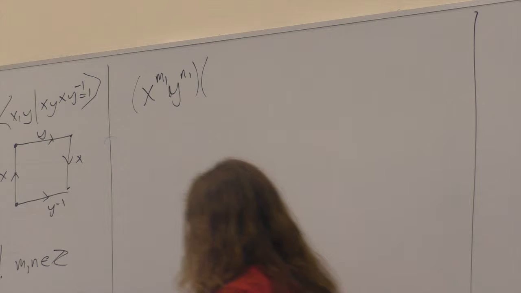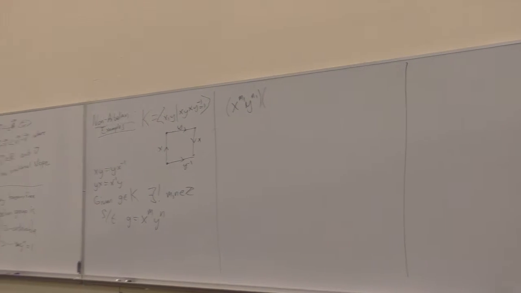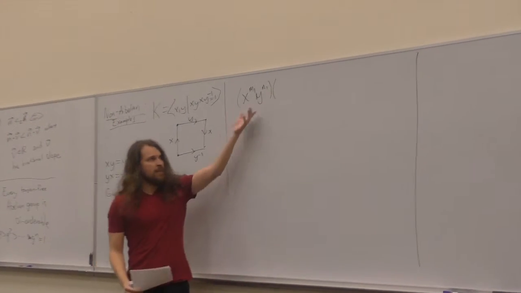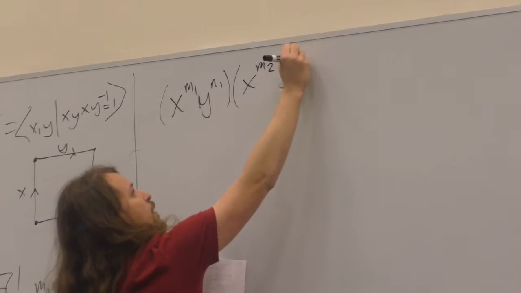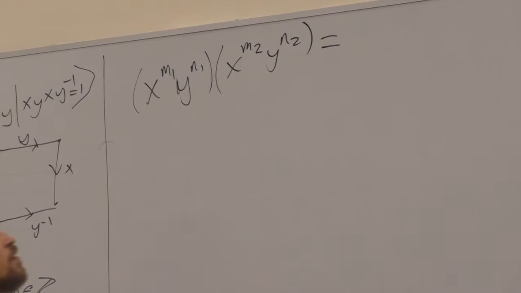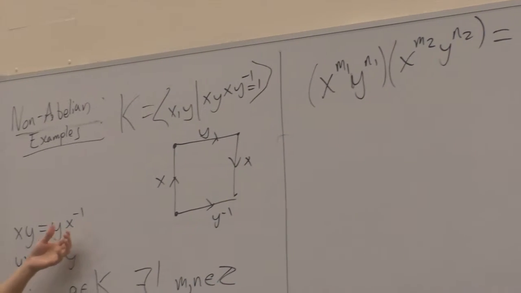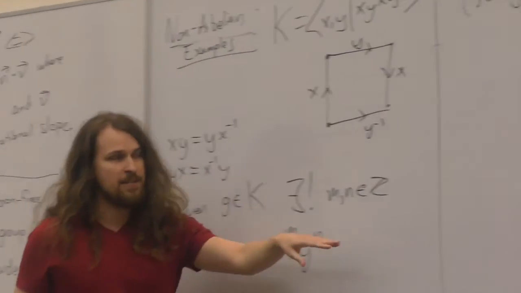So since we're looking at putting a left order on this, it might be a good idea to see how the multiplication behaves. So we know that we can write any group element like this, and another one maybe like this. So using this relation right here, we want to slide the x to the m2 power to the left past the y to the n1.